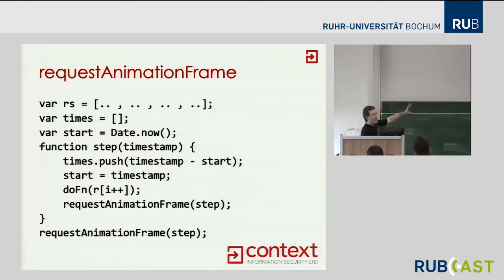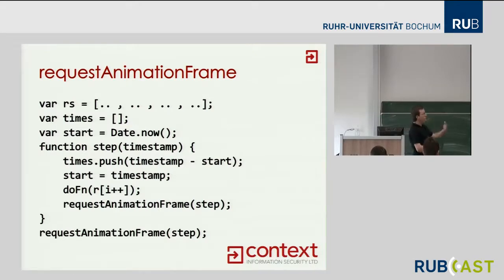So this is a very rough outline, a kind of template of how we could use request animation frame to do a timing attack. At the top, we have an array, R, of the things we want to measure. We don't know what they are yet. And then we have a second array, an empty array of the times. We will be filling this with the time that each resource took to process.